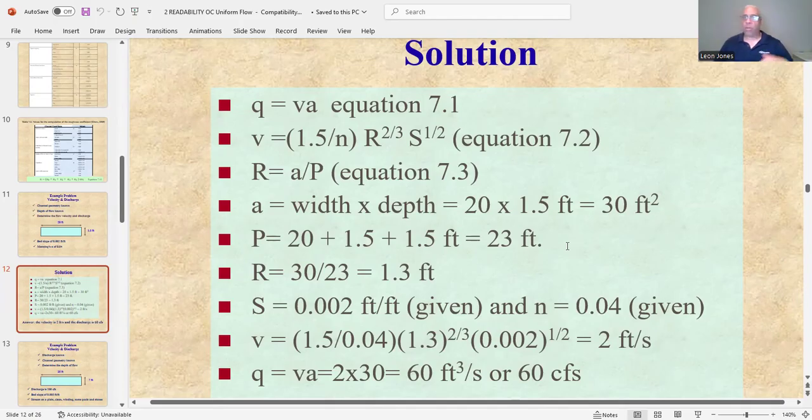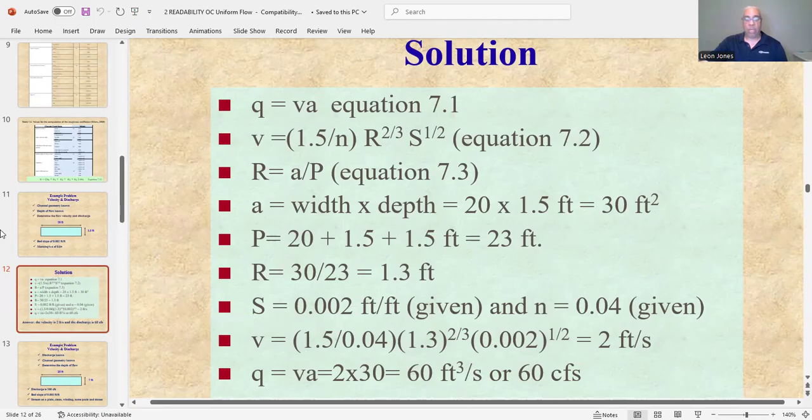Now, some people might call it b plus 2y. I like to make it simple. If you're dealing with perimeter, you just add the sides. So basically, that's what they did here. They got your R, they got your S, you plug everything in, and that is Manning's equation. But you got to find Q as well. You remember, Q is your cubic feet per second. That's what they found here.